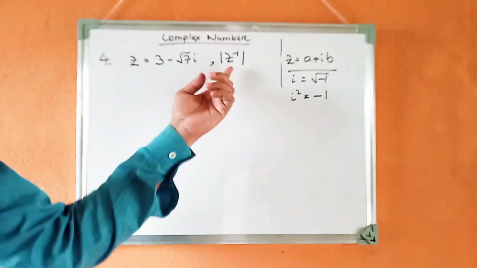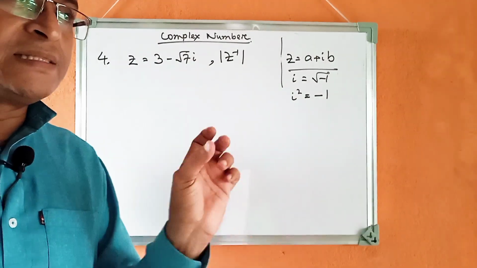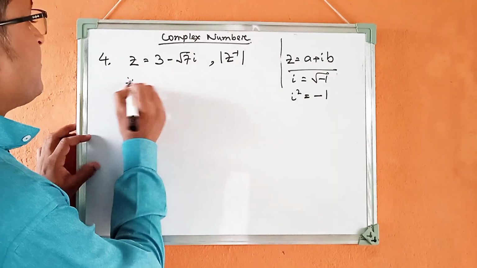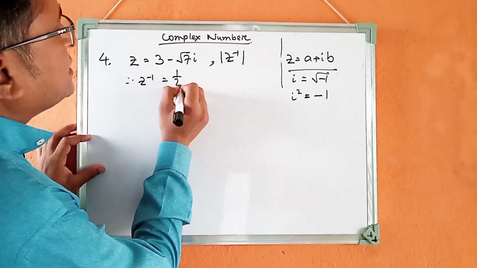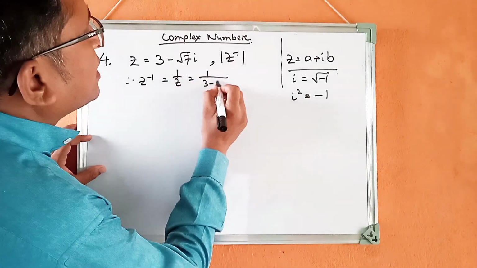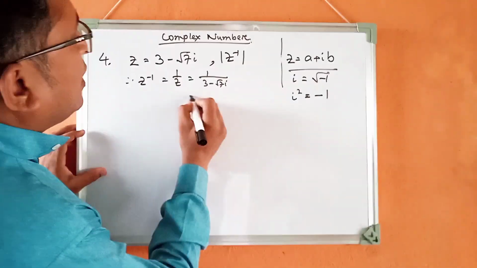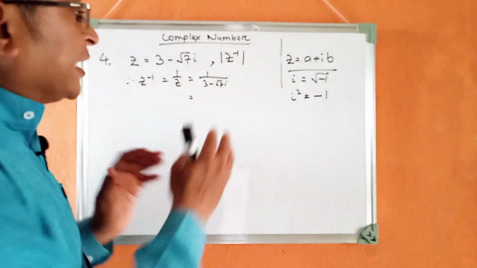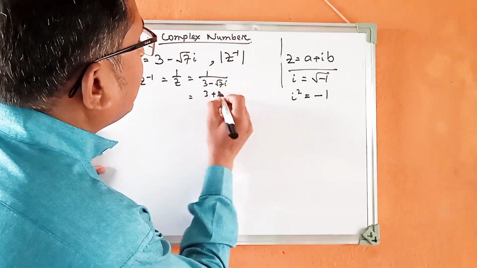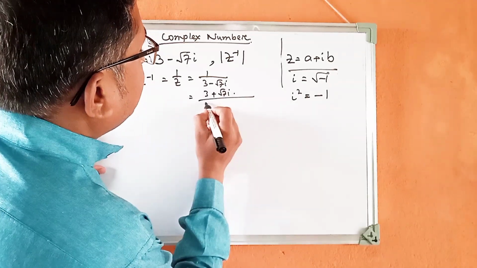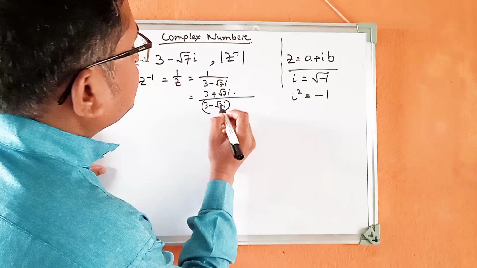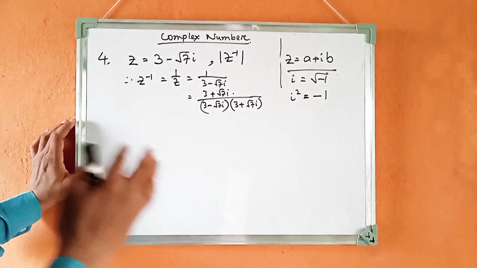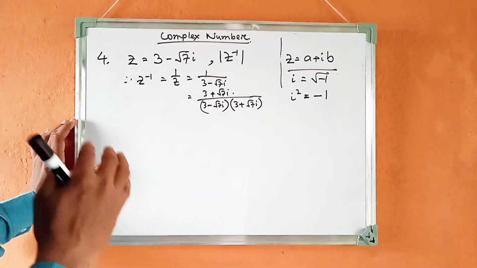First of all, z inverse means z to the power minus 1. So what do you mean by z to the power minus 1? That is 1 by z. So 1 by 3 minus root over 7i. Okay. Now multiply numerator and denominator with the conjugate of 3 minus root over 7i, that is 3 plus root over 7i. Clear?